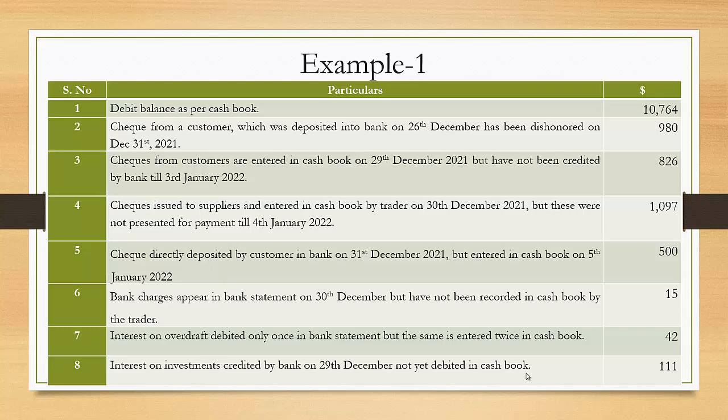So viewers, as you can see, I have spotted 4 items that we need to add and 3 items that we need to subtract to bridge the difference between balance as per cash book and balance as per bank statement. So you can just have a look in the next slide.